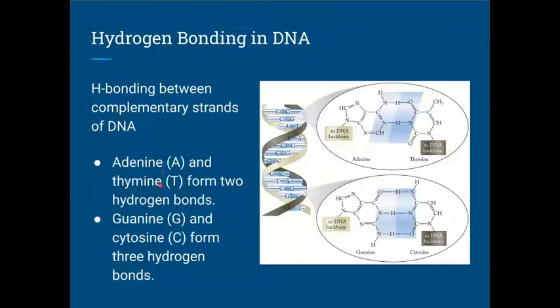So adenine and thymine form two hydrogen bonds. Right here you can see this N is covalently bound to this H, so NH, and then the hydrogen bonding is happening with the oxygen of a neighboring molecule. Same here, we have this covalent bond between the N and the H, and then the hydrogen bond between the H and the N of the neighboring molecule.